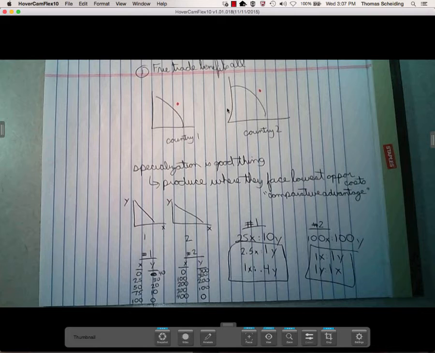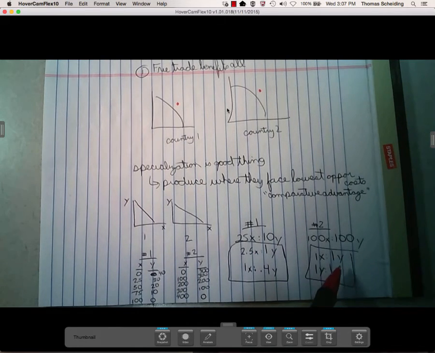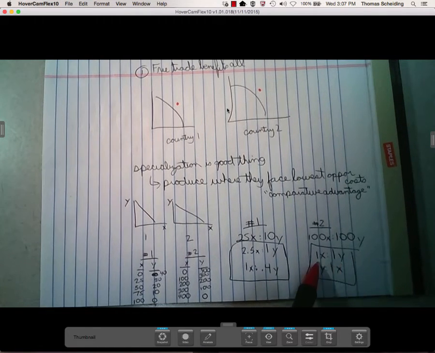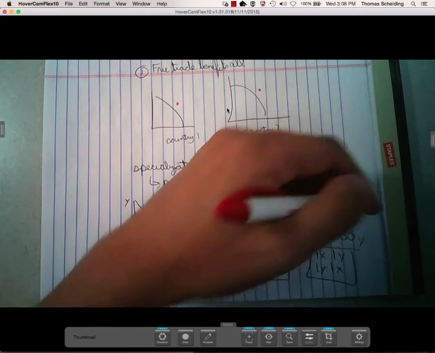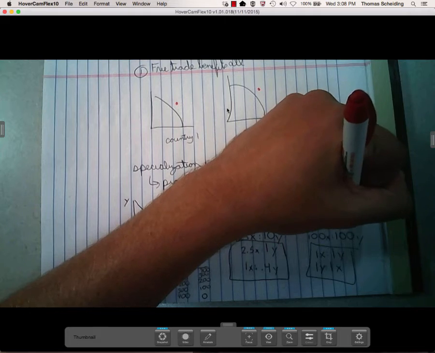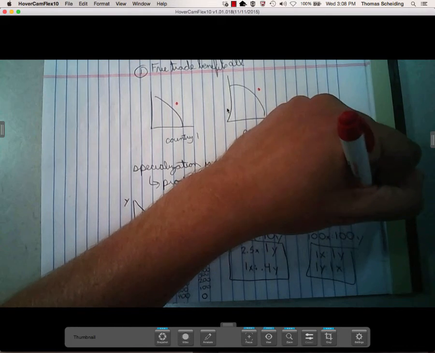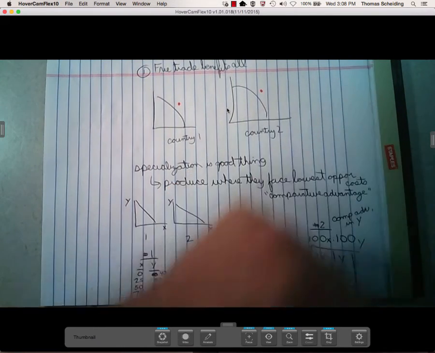So then here's the question. Who makes each good the cheapest? Who makes y the cheapest? Who has the lowest opportunity cost for making y? That would be country number 2. To make 1y costs country number 2 only 1x, whereas to make 1y would have cost 2.5x for country number 1. So country number 2 has the comparative advantage in making y.